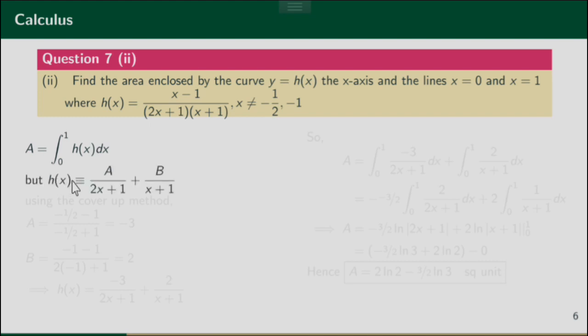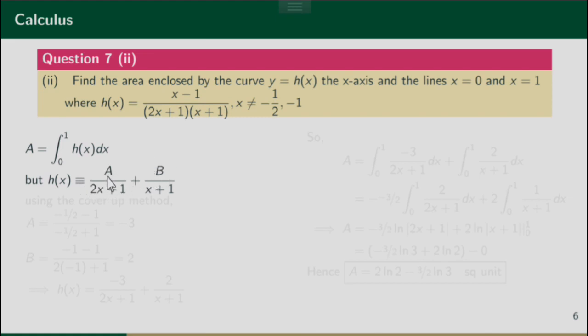Now h of x can be decomposed into the sum or difference of its partial fractions. So h of x is equal to A divided by 2x plus 1, plus B divided by x plus 1. Why am I decomposing it like so? Because these two denominators are linear, and therefore when decomposing into partial fractions, the numerators need to be constants. So I have a constant A and a constant B.